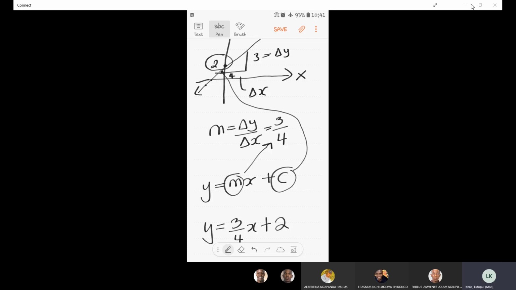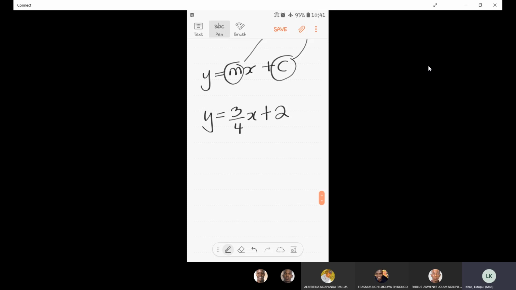Okay. Do we have any questions on drawing the line using this method? Okay, then if there are no questions, we look at the last topic of the semester, which is the parabola.